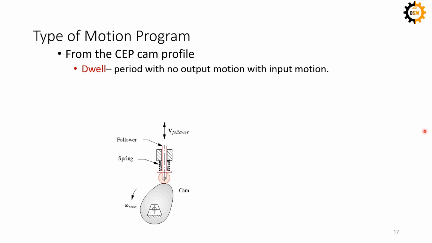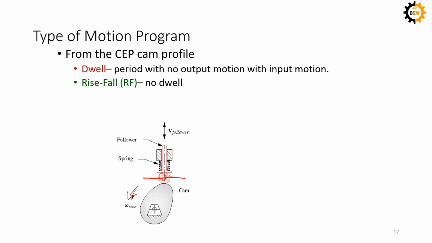Okay, so first of all we have to see what is dwell. Dwell is when the follower is not moving at all. Not moving at all means that it is neither going up nor going down. So if it is staying at this point, we call it a dwell period. So if the cam rotates, but the radial follower stays in the same line, it will be known as a dwell. Okay, so it will keep on staying here.